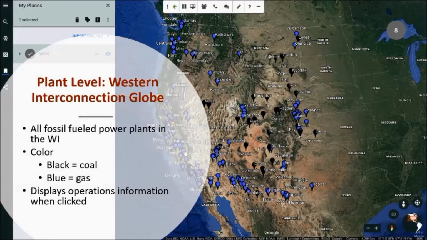What we're looking at right now is a screenshot of our Western Interconnection Globe built on Google Earth. Each pin on the map represents a fossil fuel fired power plant. The blue pins are gas plants and the black pins are coal plants. And I'm going to switch over to a live demonstration and I'll explain as I go.